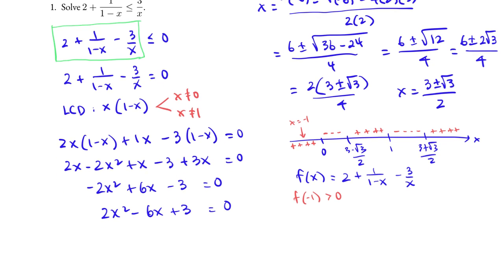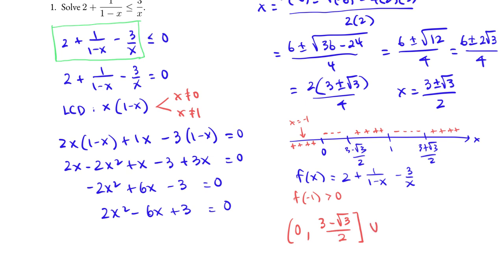We conclude that the solution is any x in the interval. We start with 0, but we have to use the parenthesis because we want to exclude 0. Remember, 0 is not in this solution. Comma, 3 minus root 3 over 2. But we do want to include this right endpoint, so we use the bracket. This number will make the expression equal 0.